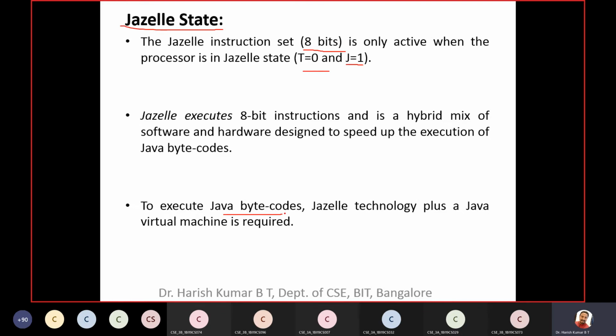So I said you write embedded C programs, correct? Now if you make your microcontroller operate in the Jazelle state, you can write Java programs also. To execute the Java bytecode, Jazelle technology plus a Java virtual machine is required. So you should have a JVM installed on your embedded device, and if your microcontroller is enabled to operate in the Jazelle state, even your Java program works here. So it's not like you must write only embedded C programs.